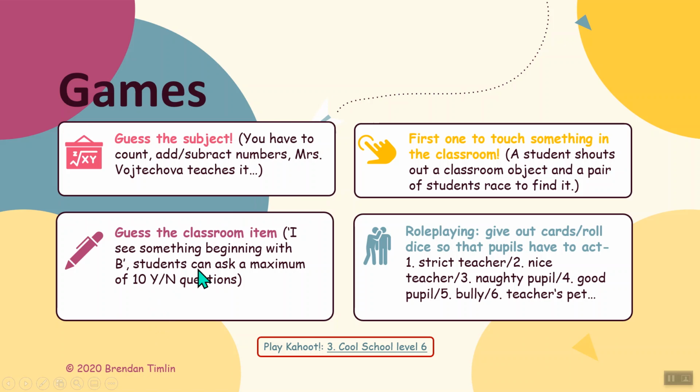Okay. Guess the classroom items, so something you see in the classroom. If it's online, you could do it in your room. And then you could say the first letter. So I say something beginning with B. And students have to ask yes/no questions. Is it big? Is it yellow? Is it round? Is it on the floor? And if they use up all the 10, then the person has won who gave the B.